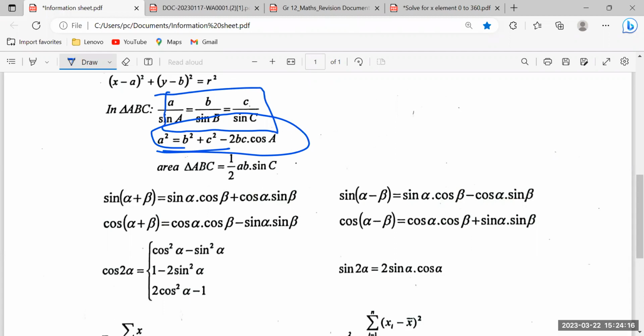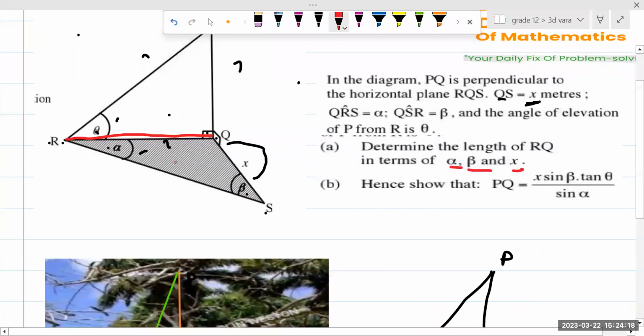Now, which triangle are we going to use? We spoke about it. We're going to use the horizontal plane. Why the horizontal plane? Because it has three things again.